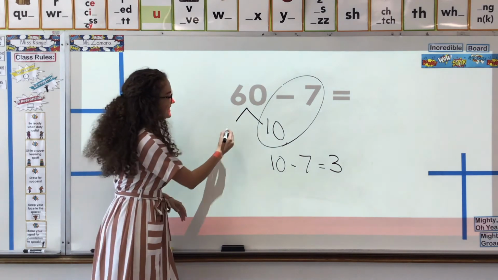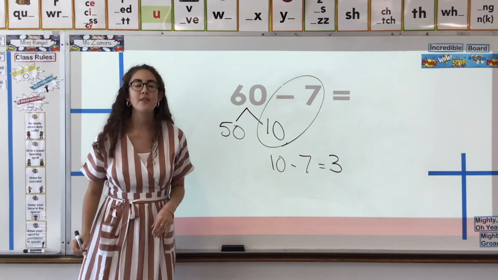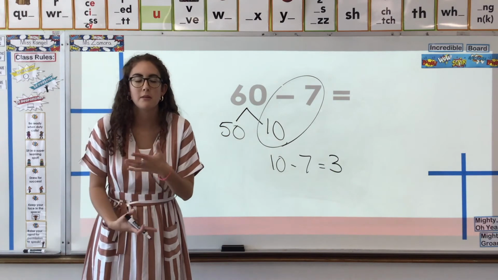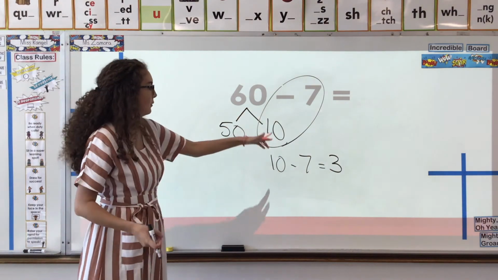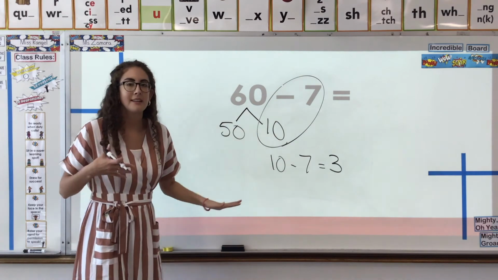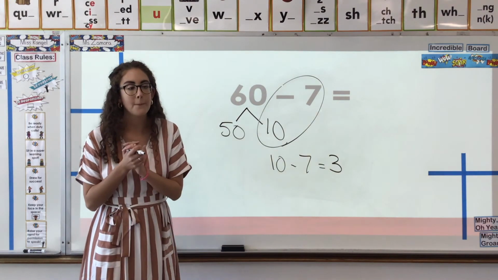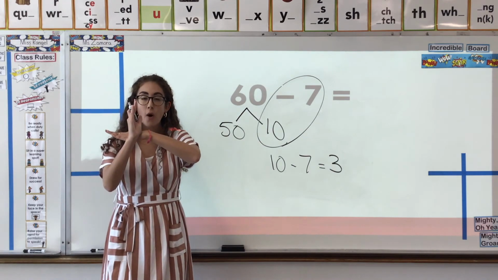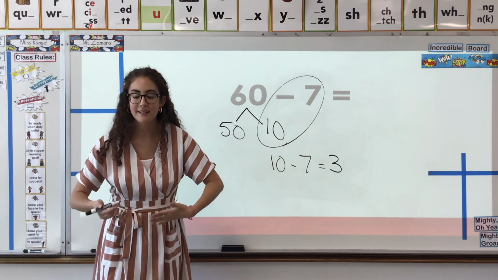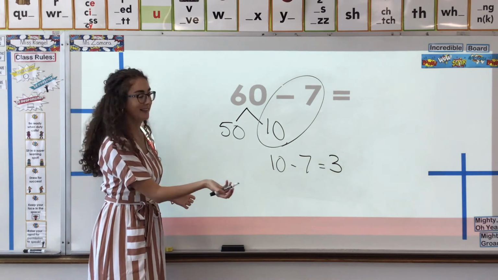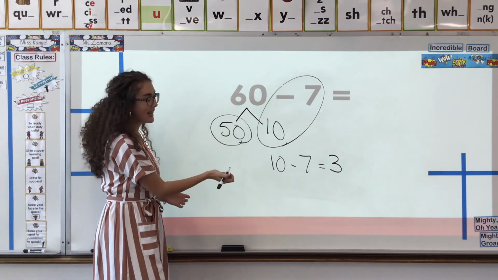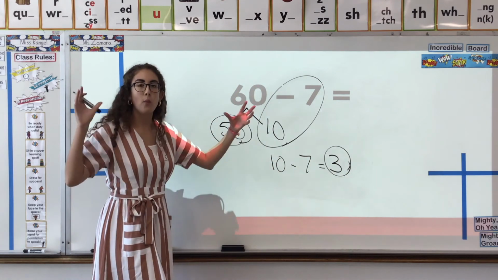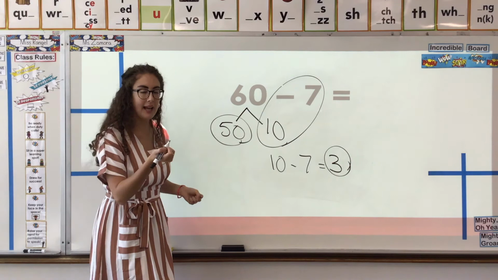There's 5 tens left, which is 50. Okay, 50 is left. So what are we going to do to get our answer? We have our first simple equation. Now what are we going to do? We have to add what's left over. So what are we going to add? What's left? This 50 is left, and the 3 is left over. When we combine those together, we'll get our answer.